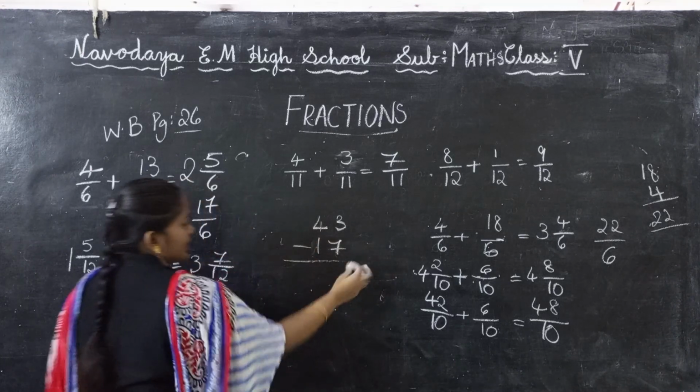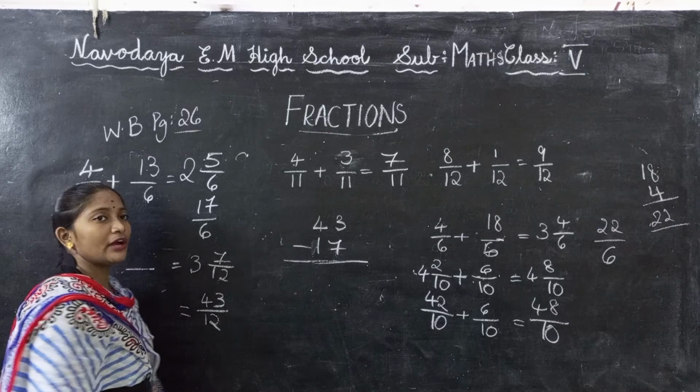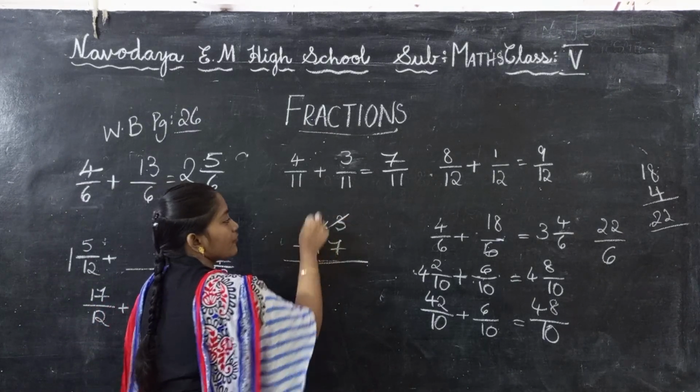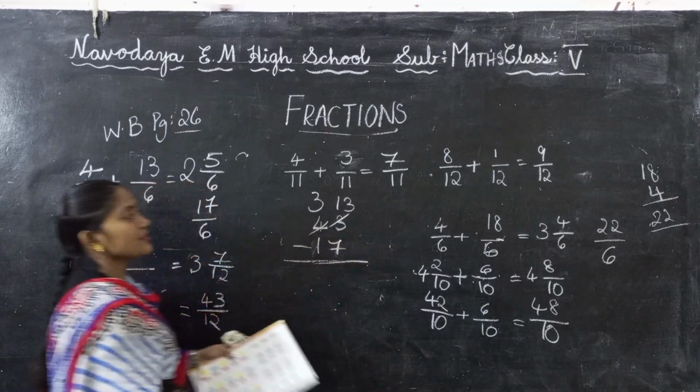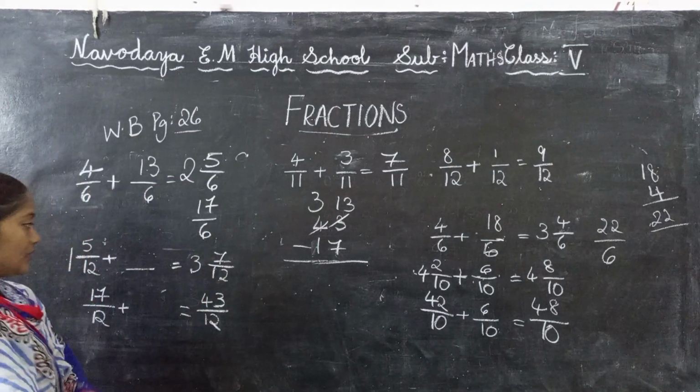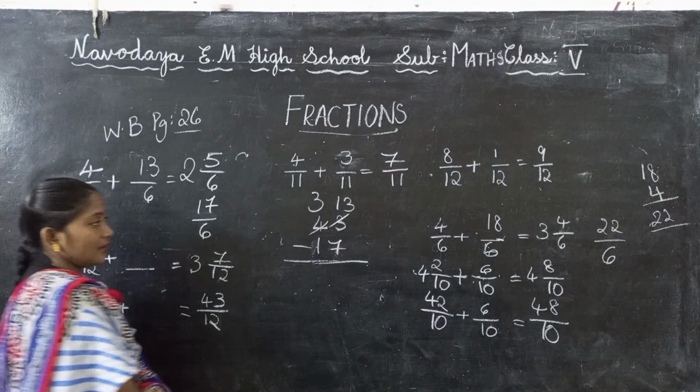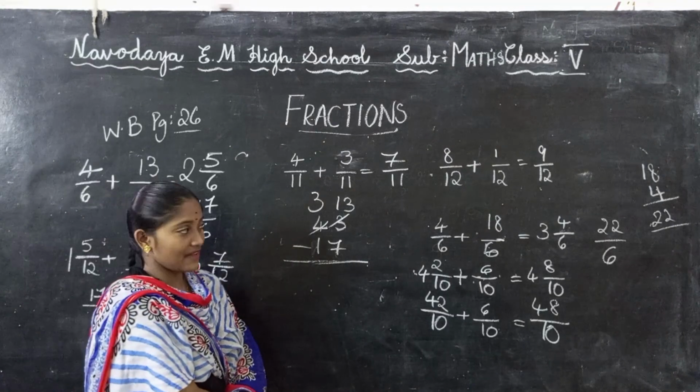See here, 3 minus 7 is not possible. What do we have to do? We have to borrow from 4. 4 becomes 3, and 3 becomes 13. From 7 to 13. So see, 13 minus 7.